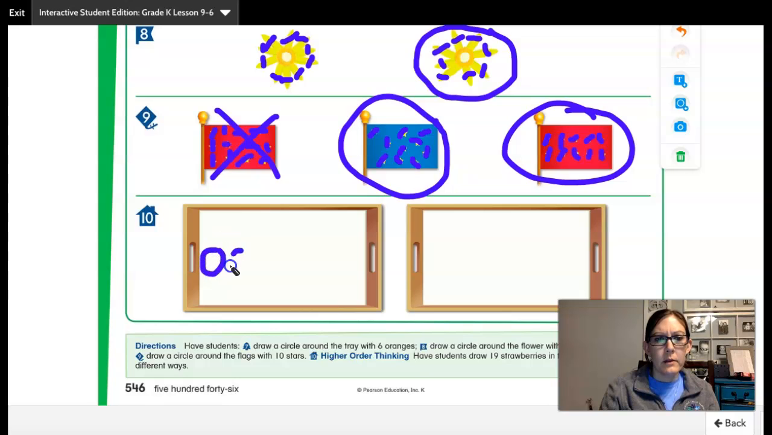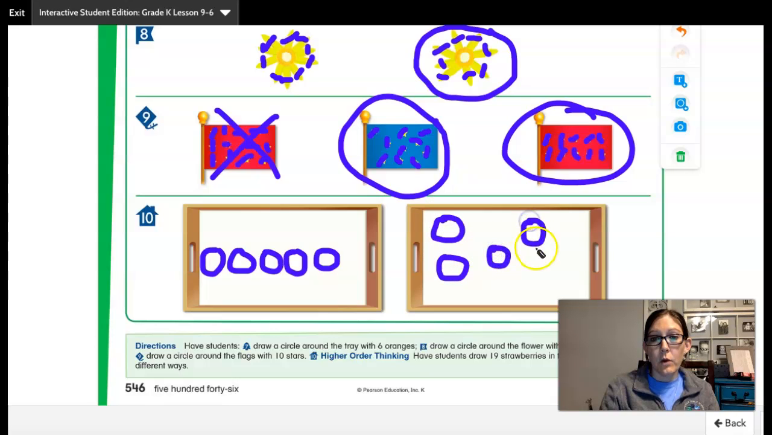5. Let's see. All right, 1, 2, 3, 4, 5. Here we go. I did it. They're all lined up. 5 cherries, 5 pieces of fruit. Now on this tray, I want them drawn in a different way. How can we do that? Oh, I could put them here. 1, 2, 3, 4, 5.